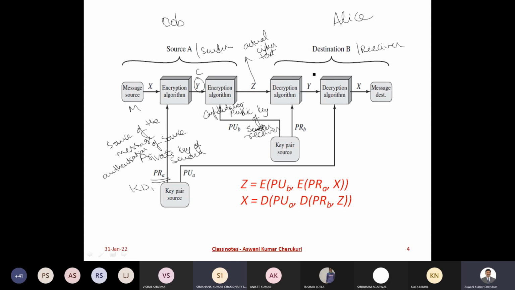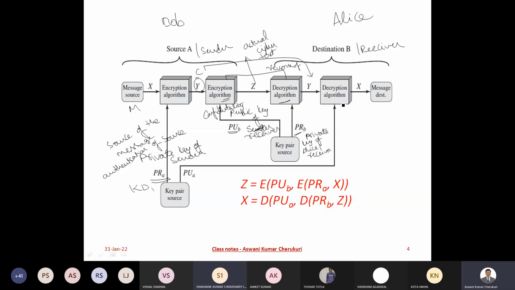At the destination, Alice has to perform decryption twice. The first decryption is the reverse of the last encryption. So this particular decryption is the reverse of this particular encryption. Since this encryption happened with the public key of Alice, this decryption happens with the private key of Alice, the receiver. So you get the intermediate ciphertext.